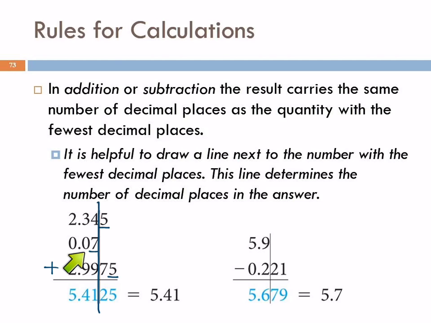This number in the middle has 2 decimal places. The number above has 3 decimal places. This one has 4 decimal places. We're going for fewest decimal places. So do the math, write out the full answer, and then this tells us we have to round it at the 1. We're looking at the 2. It's smaller than 5, so we round it to 5.41. Any questions?